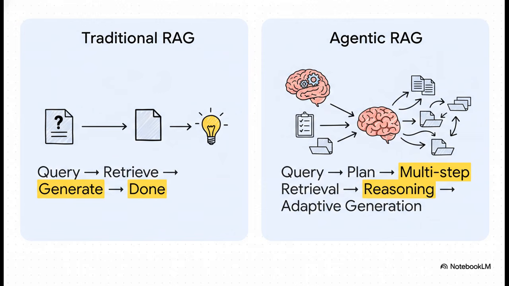It's a full-blown strategy. The system actually plans its attack, does multiple retrieval steps, reasons about what it finds, and then adapts how it generates the answer. It's the difference between a librarian who just points you to a shelf and one who sits down with you to map out your entire research paper.